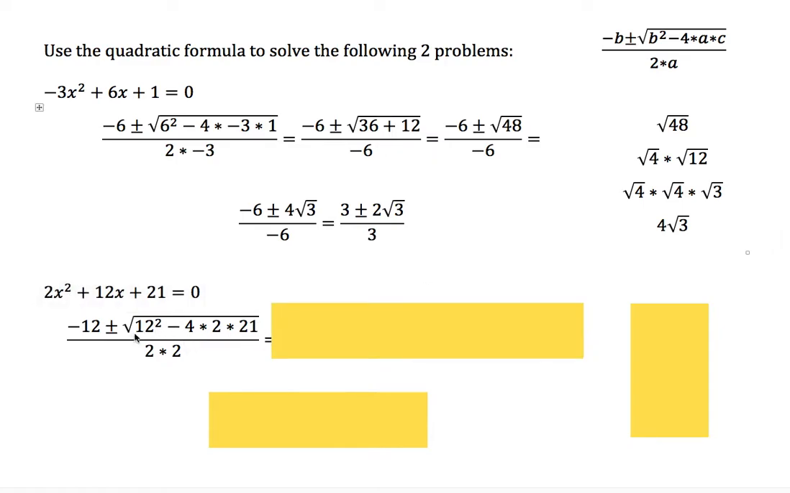So now I need to go ahead and just simplify everything that I can. In the denominator, again, 2 times 2 is 4. So in my denominator, I just have 4. The negative 12 that's out front is just going to stay negative 12 for a while.